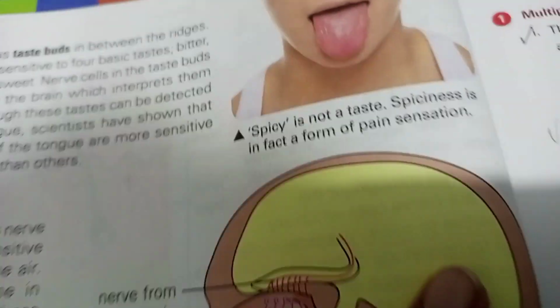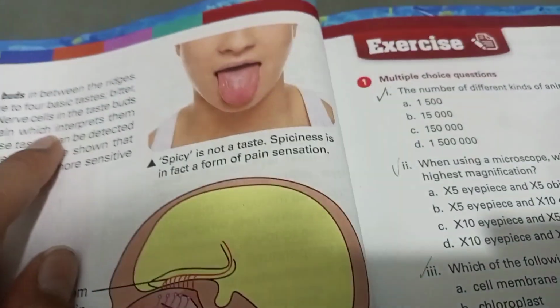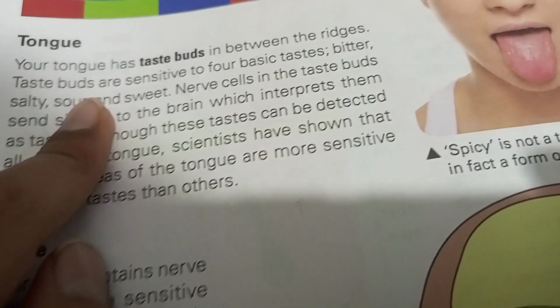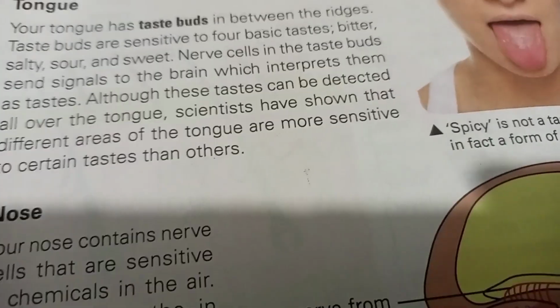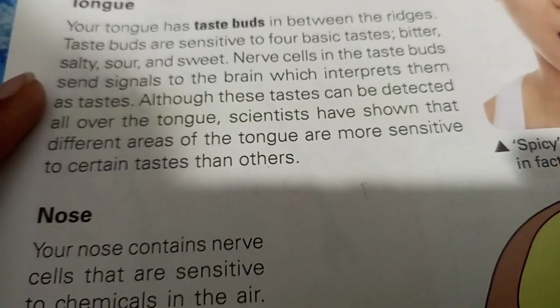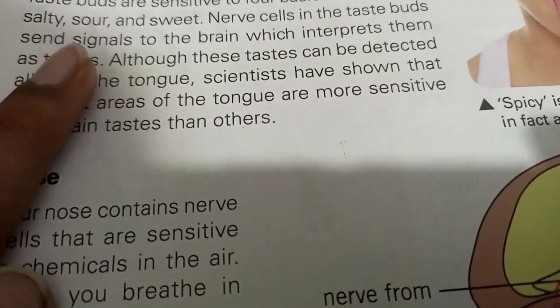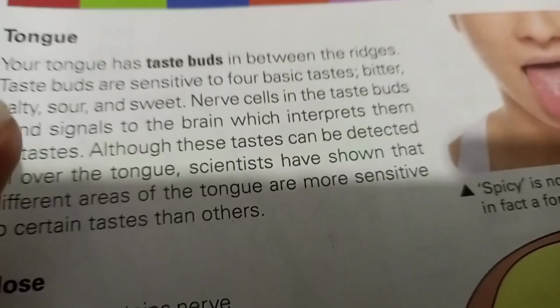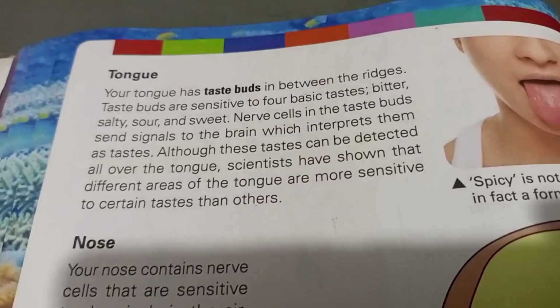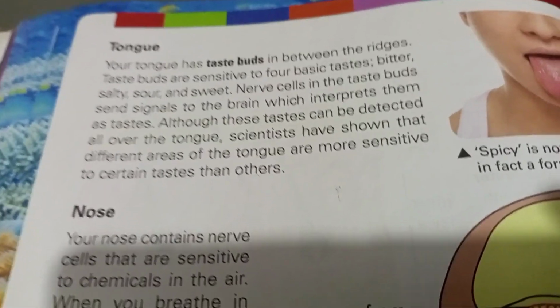Our tongue has many taste buds in between the ridges, and they detect four basic tastes: bitter, salty, sour, and sweet. Spicy is not actually a taste; it's a form of pain sensation. Nerve cells in the taste buds send signals to the brain, which interprets them as taste.